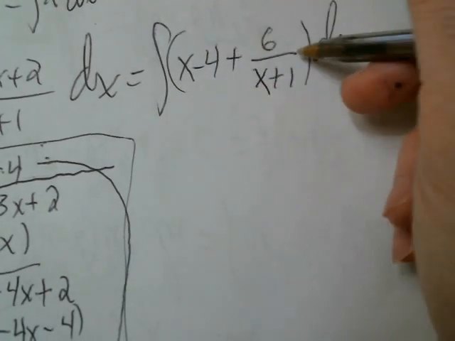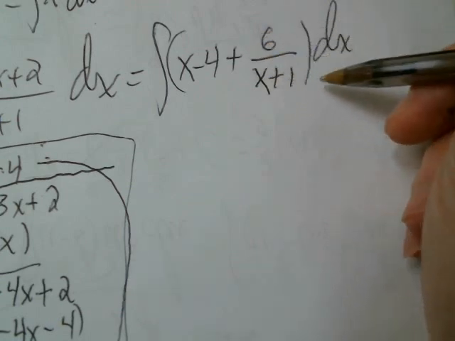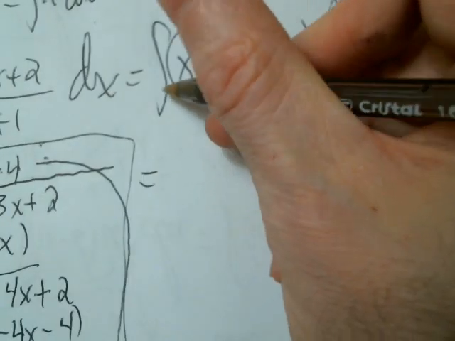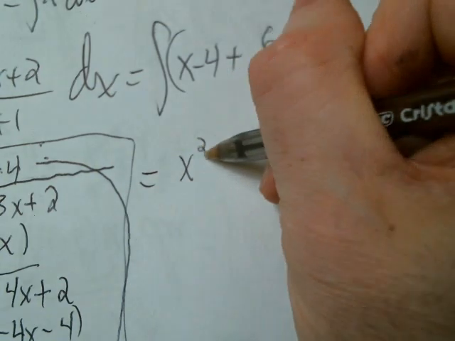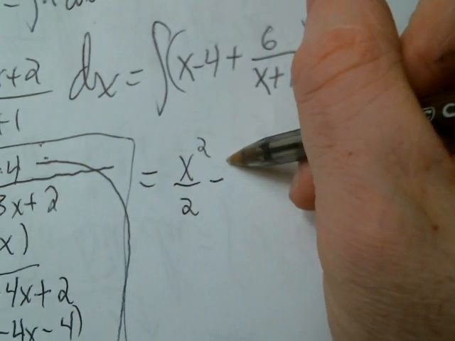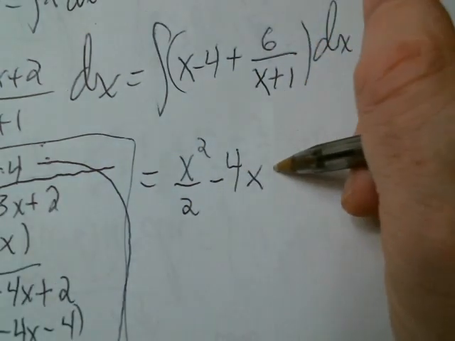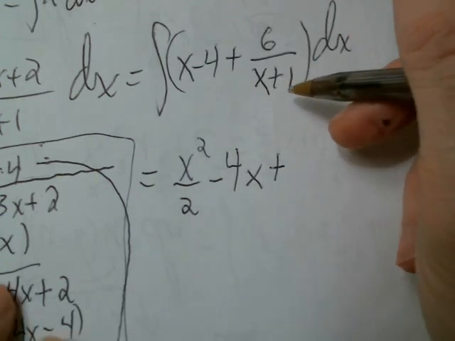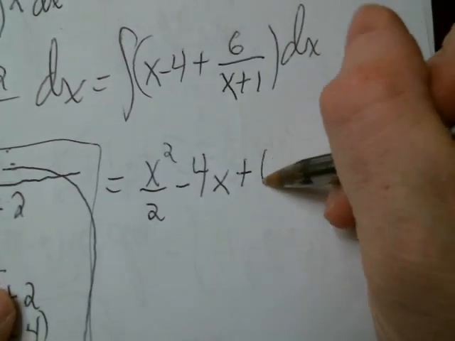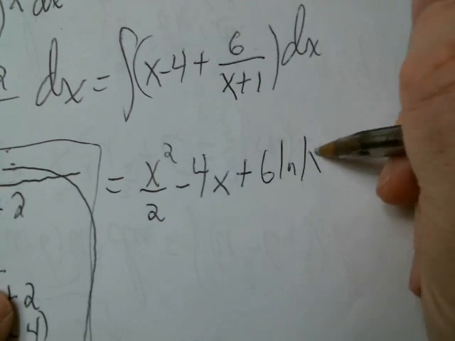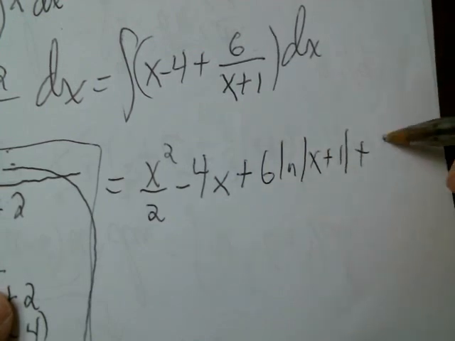The first two parts of the integral we can do. The integral of x is x squared over 2. And then the integral of negative 4 is just negative 4x. And then plus we do the integral of this, which is just going to be 6 ln absolute value x plus 1, plus c.